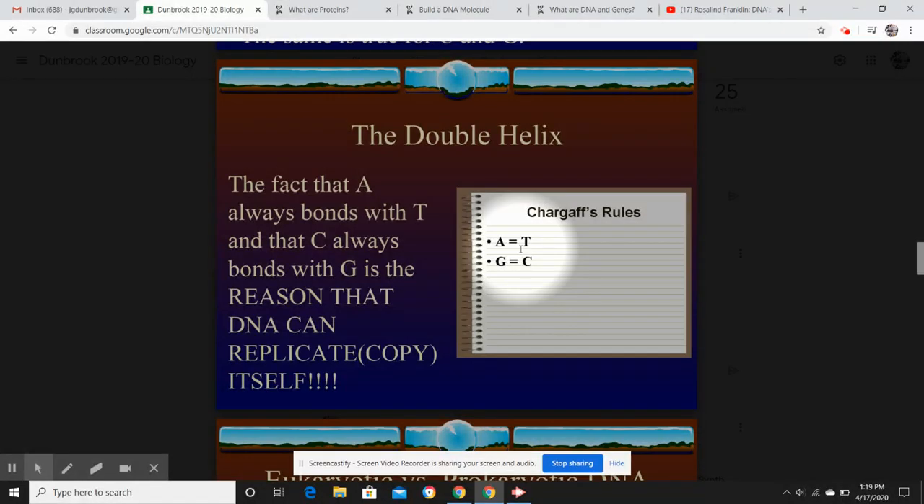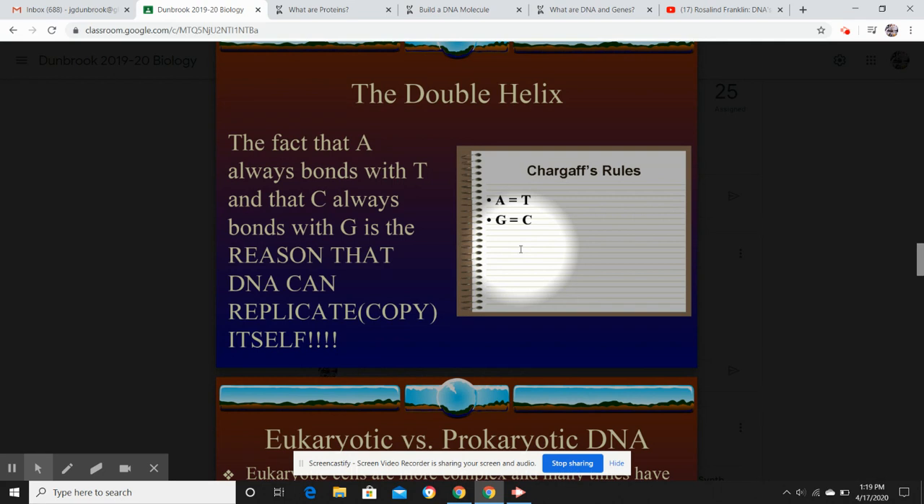The fact that A always bonds with T and C always bonds with G is the reason that DNA can replicate or copy itself. Again, a big picture thing. Make sure you know this.